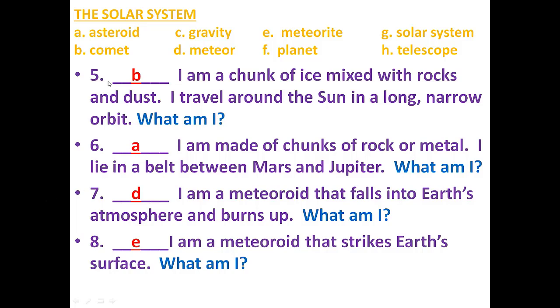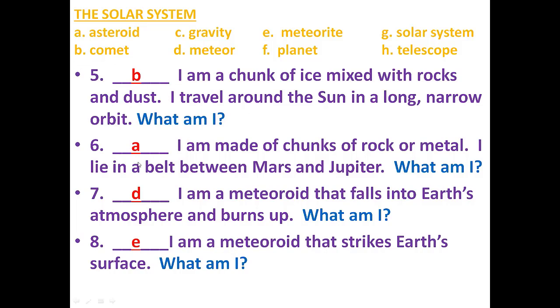Number next, I am a chunk of ice mixed with rocks and dust. I travel around the sun in a long, narrow orbit. What am I? The answer is comet. We know the comets are chunks of ice mixed with rocks and dust. So the answer is comet, that is B.